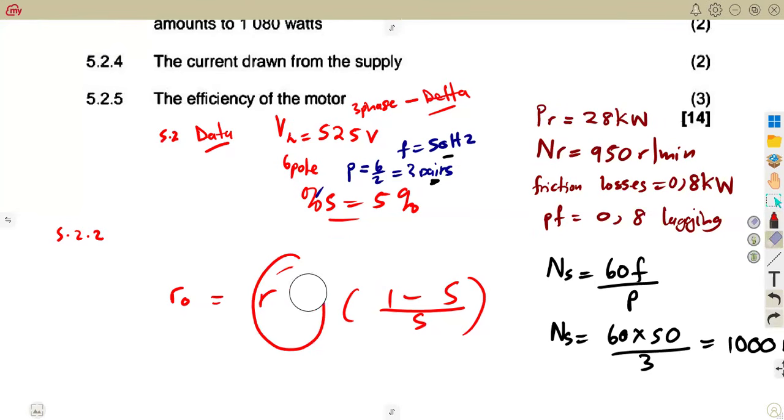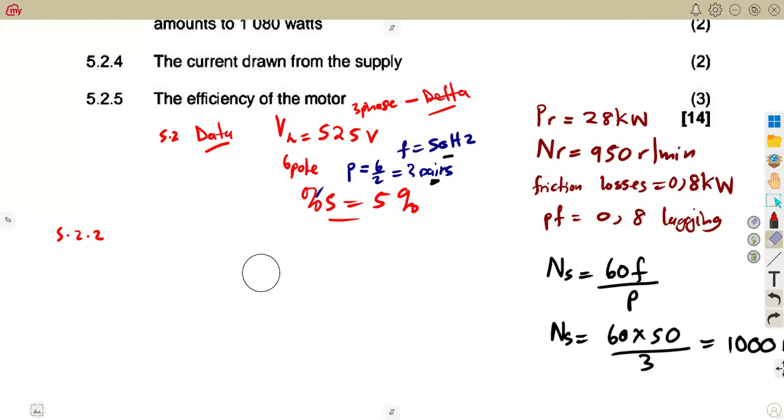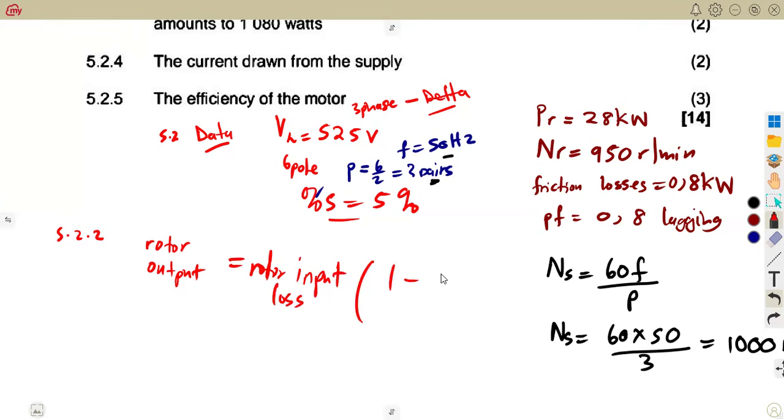So this formula was going to work. Let's consider this formula, like I said, from the three formulas, which are of the rotor input and the rotor output. You're going to choose one. From there, we're going to use the one of the rotor output. The rotor output equals the rotor input loss, which is the one that we need there, over (1 minus slip) over slip. This is per unit slip that you are considering.